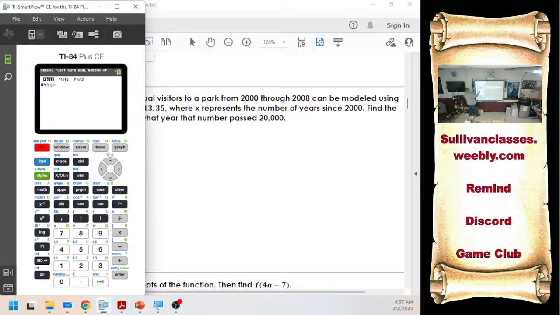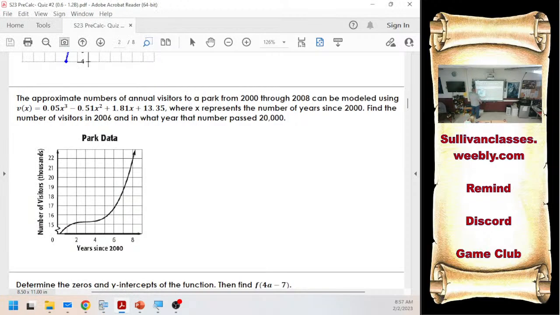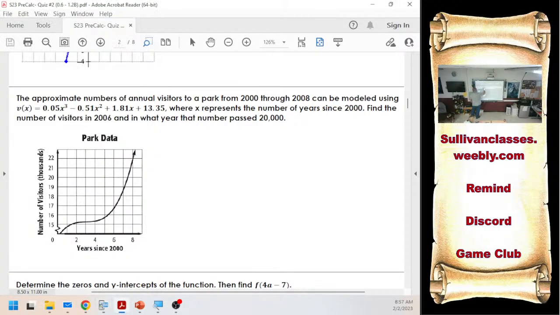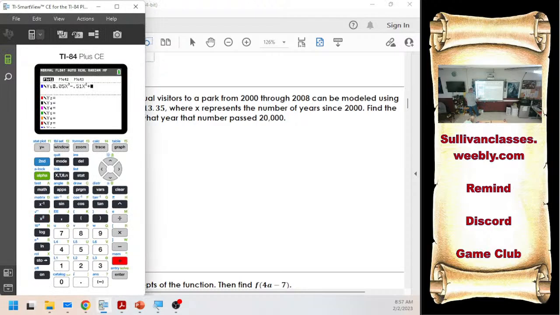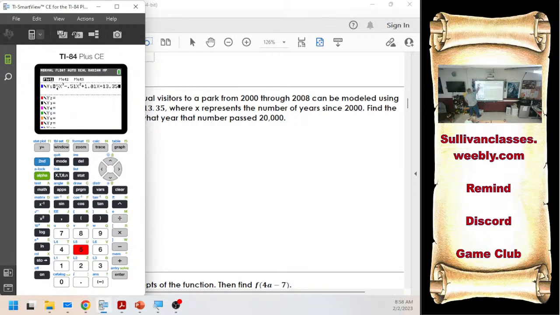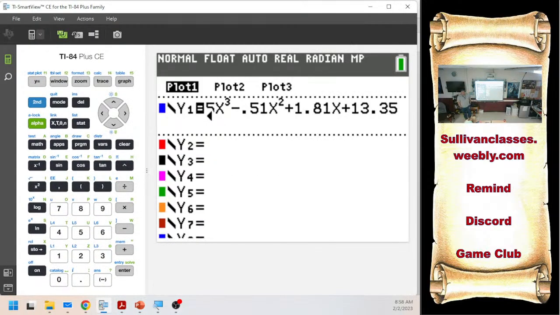So I go to y equals, 0.05x cubed minus 0.51x squared, 1.81x plus 13.35. Double check, okay. Now, remember that I can change the window of my graph on here to exactly match the window on the graph on the paper.